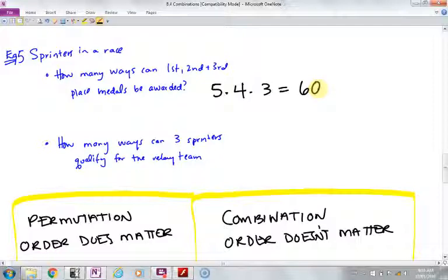Now, in the second part of the question, this is a different question. I'm not going to award medals. It's just that the top 3 finishers are going to qualify for the relay team. So how many ways could I choose the top 3 finishers? I mean, I'm not going to choose them, but how could they choose themselves? By being the fastest. How many ways could the top 3 sprinters?